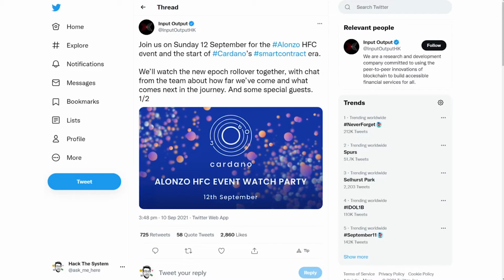So first of all, we have this announcement of the ALONZO hard fork event, which will transition Cardano into the smart contract era. It's scheduled on Sunday, 12th of September, so in about a day or so. And there is also gonna be a chat from the team and also some special guests, so definitely stay tuned on the Sunday 12th of September so you don't miss any important information.